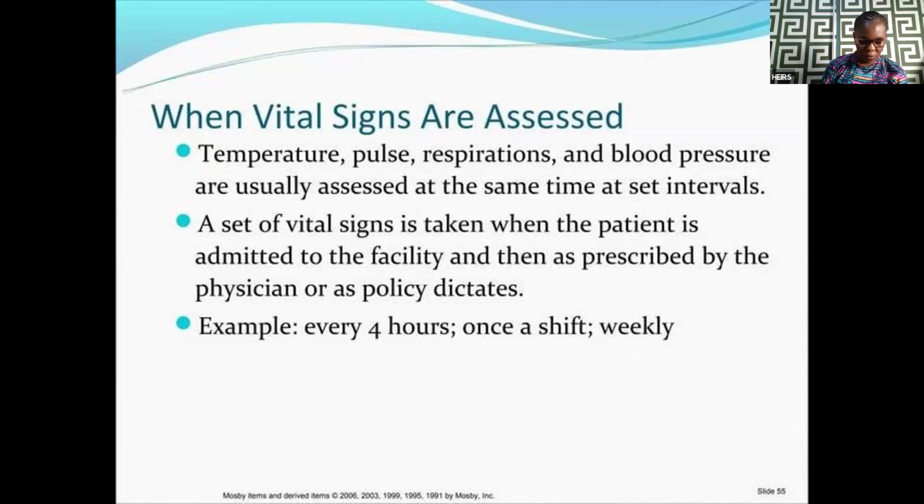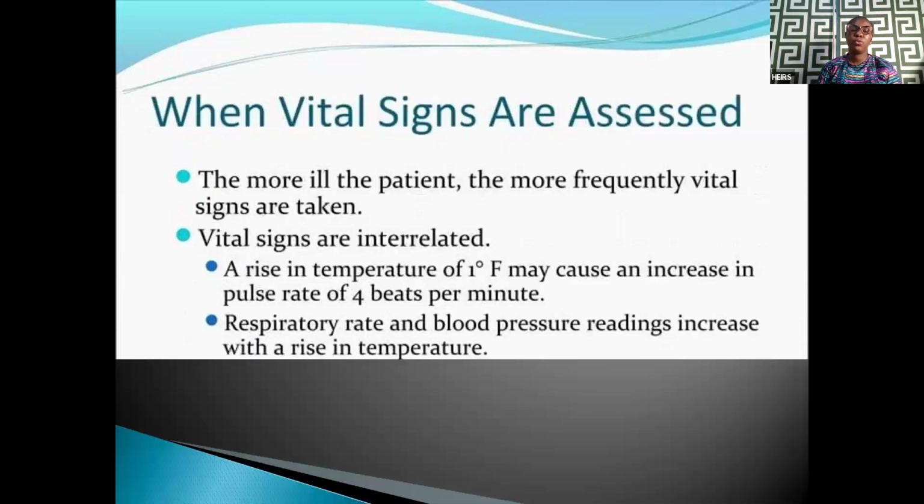So there are some recommendations or prescriptions you may have for your patient's reading. It may be as frequently as every 4 hours based on the patient's condition. It can be once during your shift. It can be once a week based on overall patient state of health. That determines the frequency of the blood pressure reading. Now, the more ill your patient is, the more frequent the vital signs will be taken.